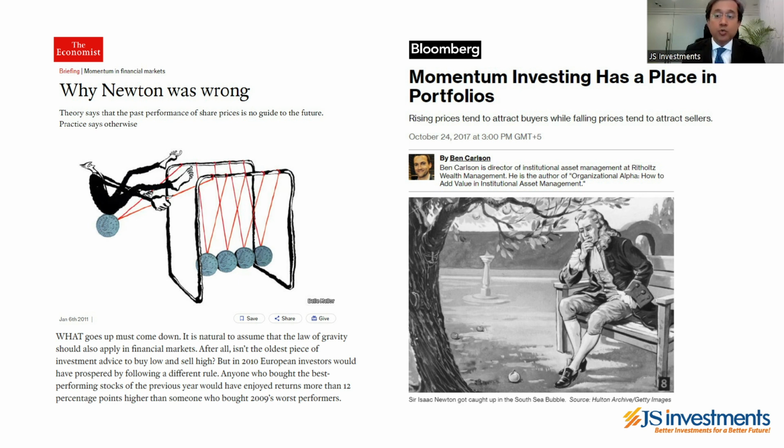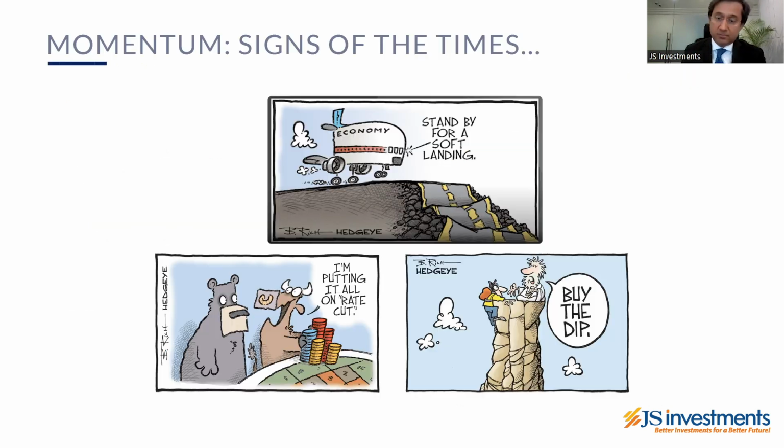Now, the heading "Why Newton Was Wrong" in the article from The Economist refers to Sir Isaac Newton's law of gravity, specifically the principle that what goes up must come down. This analogy is used to contrast the belief that financial markets, like objects under the force of gravity, will inevitably revert to a mean with the phenomenon of momentum investing. The article argues that contrary to this expectation, stocks that have performed well recently tend to continue performing well, thereby challenging the efficient market hypothesis that price movements do not predict future performance.